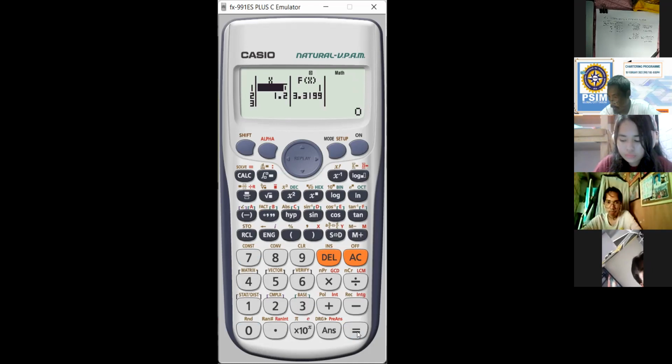The answer is 3.3199. So our answer now is 3.3199, and the previous answer is 3.3192. If you subtract, it is 0.0007. So this is our answer for what?